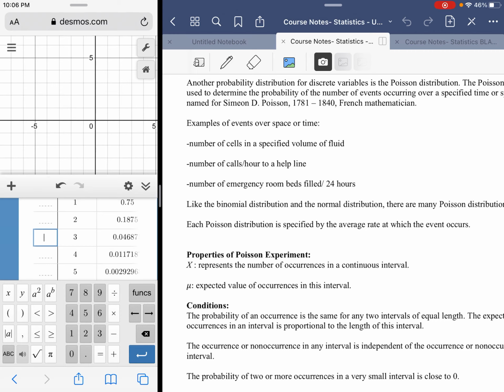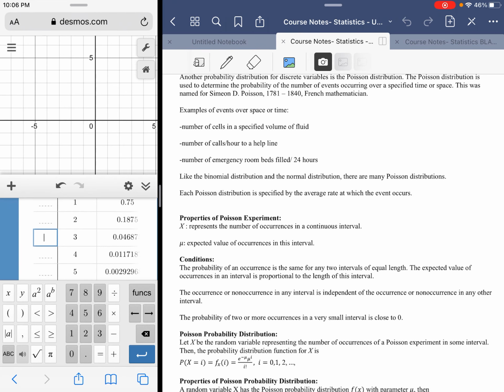Alright, so some examples of events that occur over time or space: number of cells in a specified volume of fluid, number of calls per hour to a helpline, number of emergency room beds filled per 24 hours. It could also be a number of emergency room visits over a 24-hour period, right? But the key is that it's over a length of time, right?